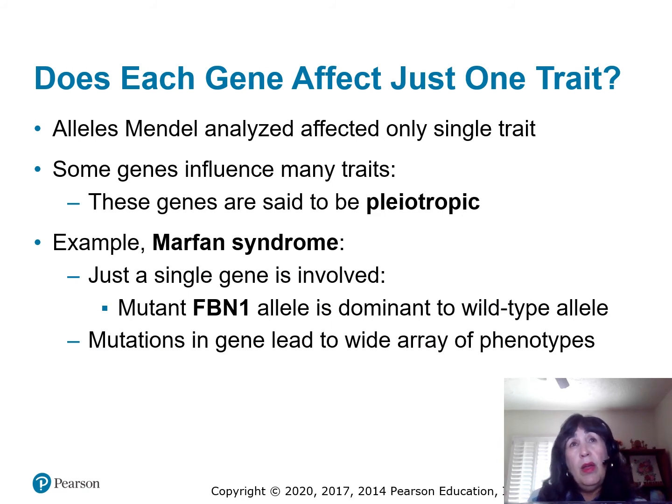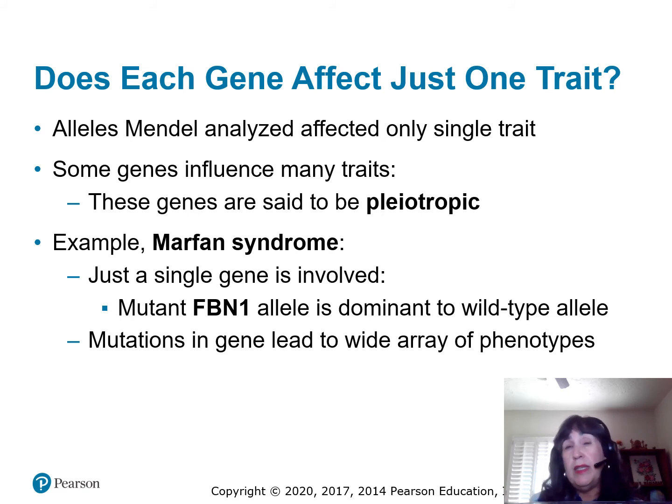I want you to understand pleiotropy and the opposite of pleiotropy. So what does pleiotropic mean? It says here some genes influence many traits, and these genes are said to be pleiotropic. So we can have one gene, and it can affect many traits. One classic example is Marfan syndrome. But what is Marfan syndrome?